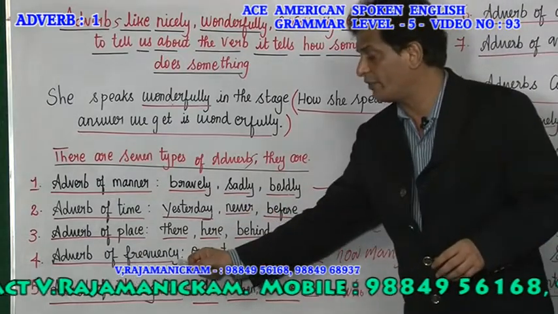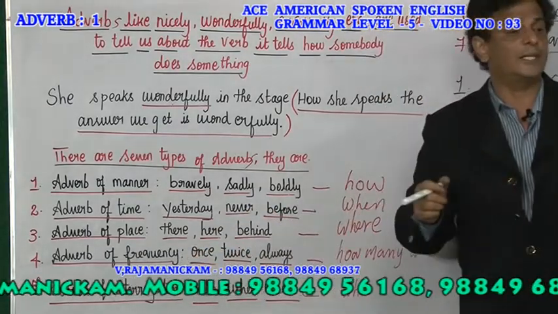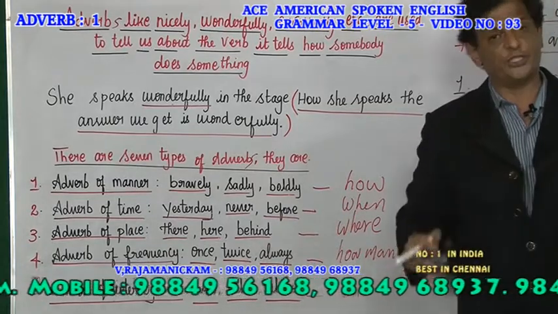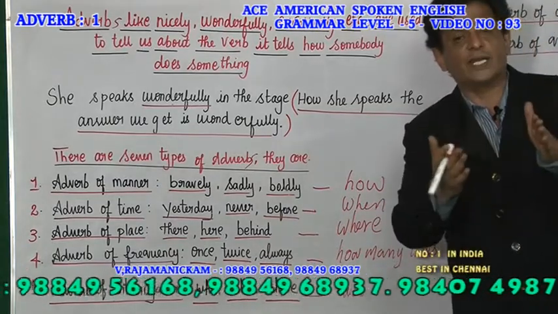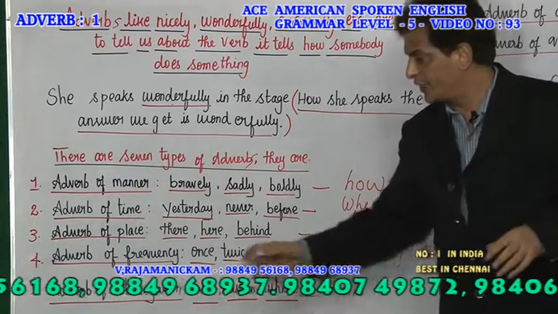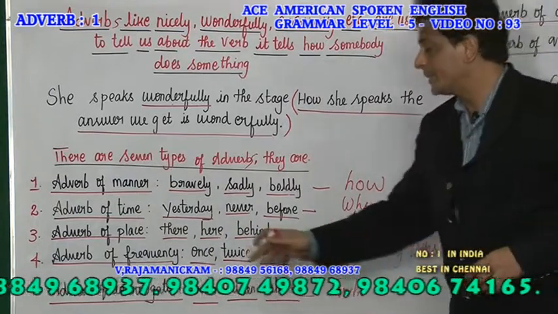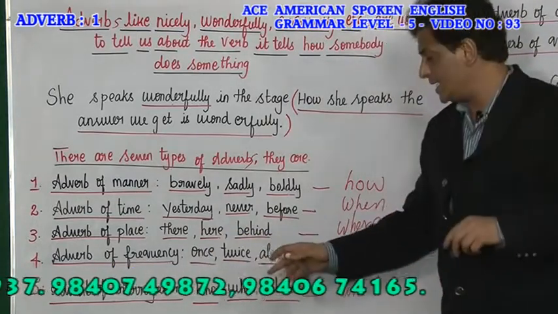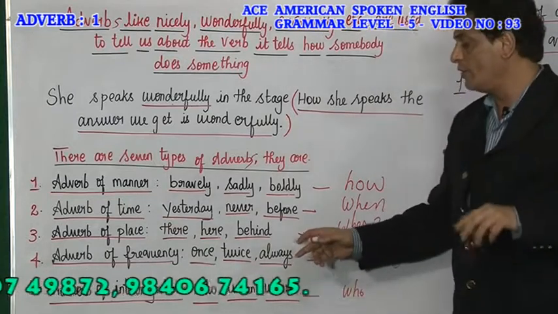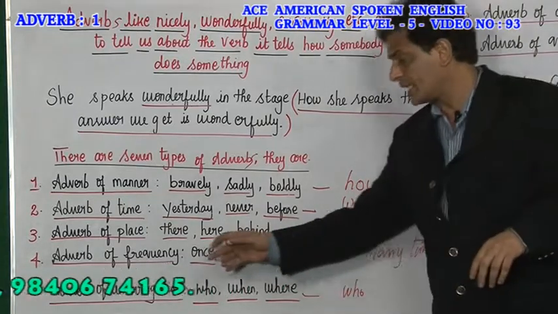அடுத்தது வினையுரிச்சொல் of frequency. Frequencyனா என்ன? அடிக்கடி நிகழக்கூடிய விஷயம், தொடர்ந்து often நிகழக்கூடிய விஷயங்களை frequency என்று சொல்கிறோம். இப்ப once ஒரு முறை, twice இருமுறை, always எப்பொழுதுமே.